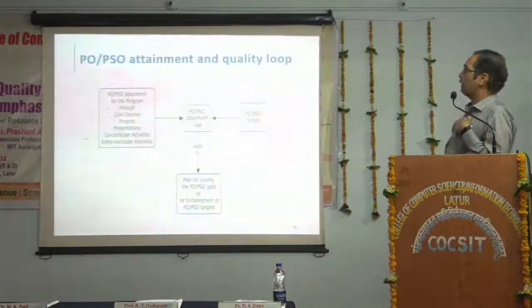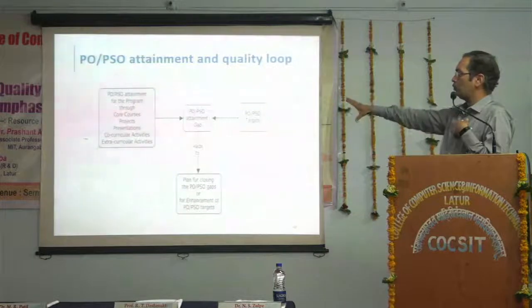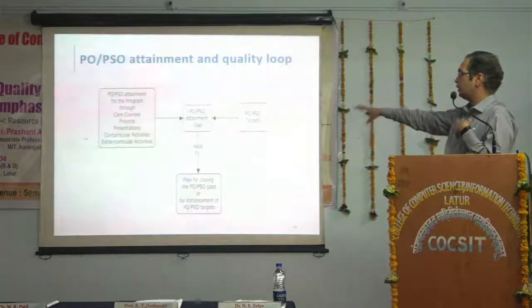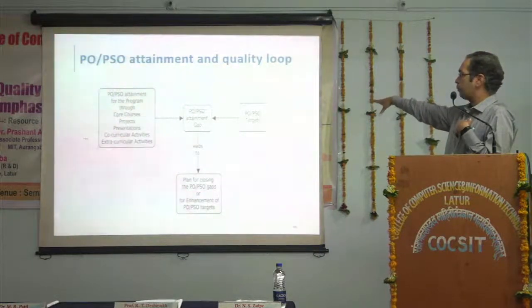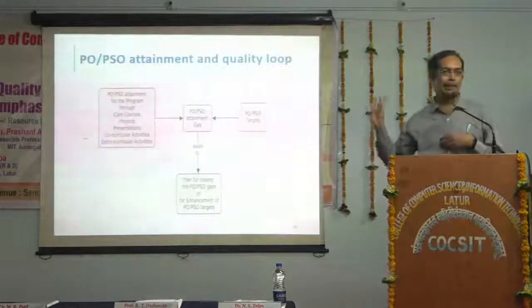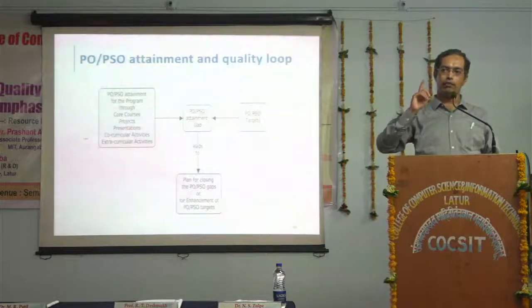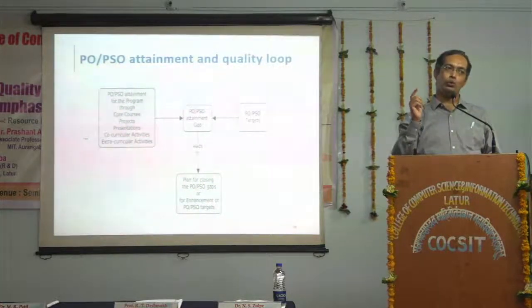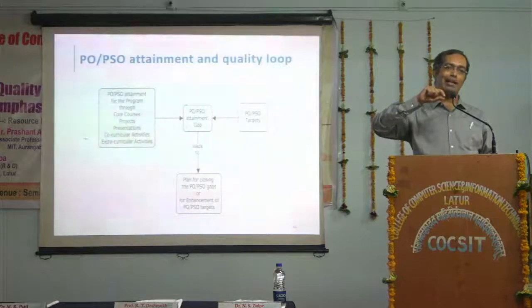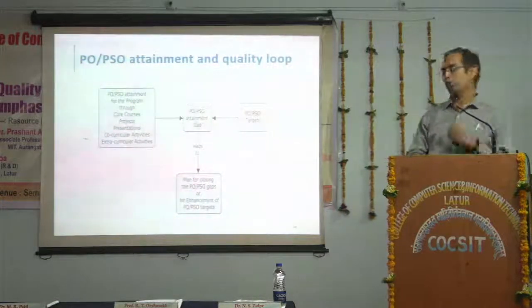Okay, so how is the attainment done? Again, there is a quality loop. You attain it through different courses and projects, and if there is a gap, you need to plan for closing the gap or enhancement of the target. It works in the same way. In course outcomes also we do it the same way. If it is not attained, you need to fill that gap, and if it is attained, you need to revise the target. Same way the POs and PSOs work.